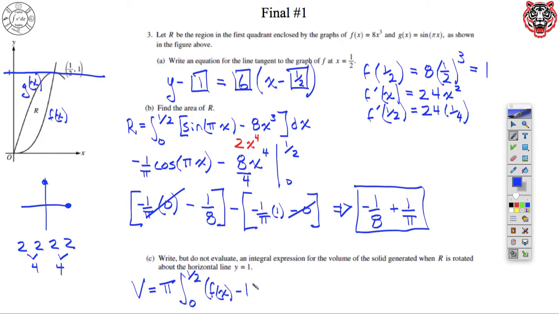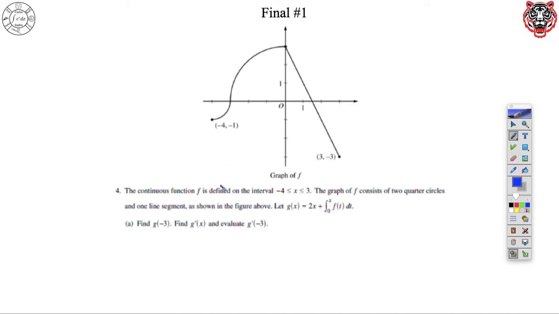F of x minus 1, that thing, is going to be squared. Is that right? Because I'm thinking about this, if I was rotating, then I have this shape, so it's going to be bigger circle minus inner circle, so yes, it's going to be squared. And then I'm going to do minus the other circle, which is going to be g of x minus 1, all of that quantity squared, and then I need all of that times dx. And we're done. All right, we're on to number 4.